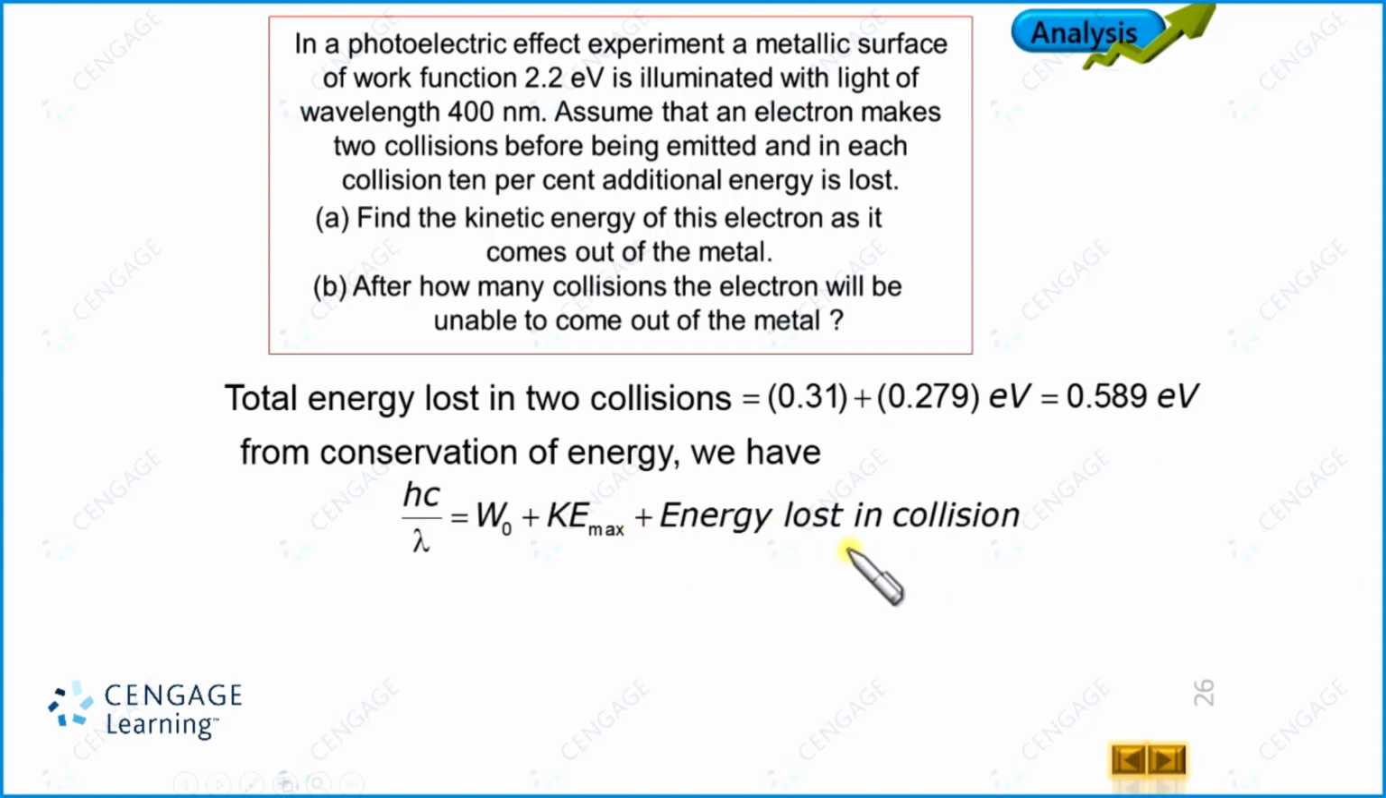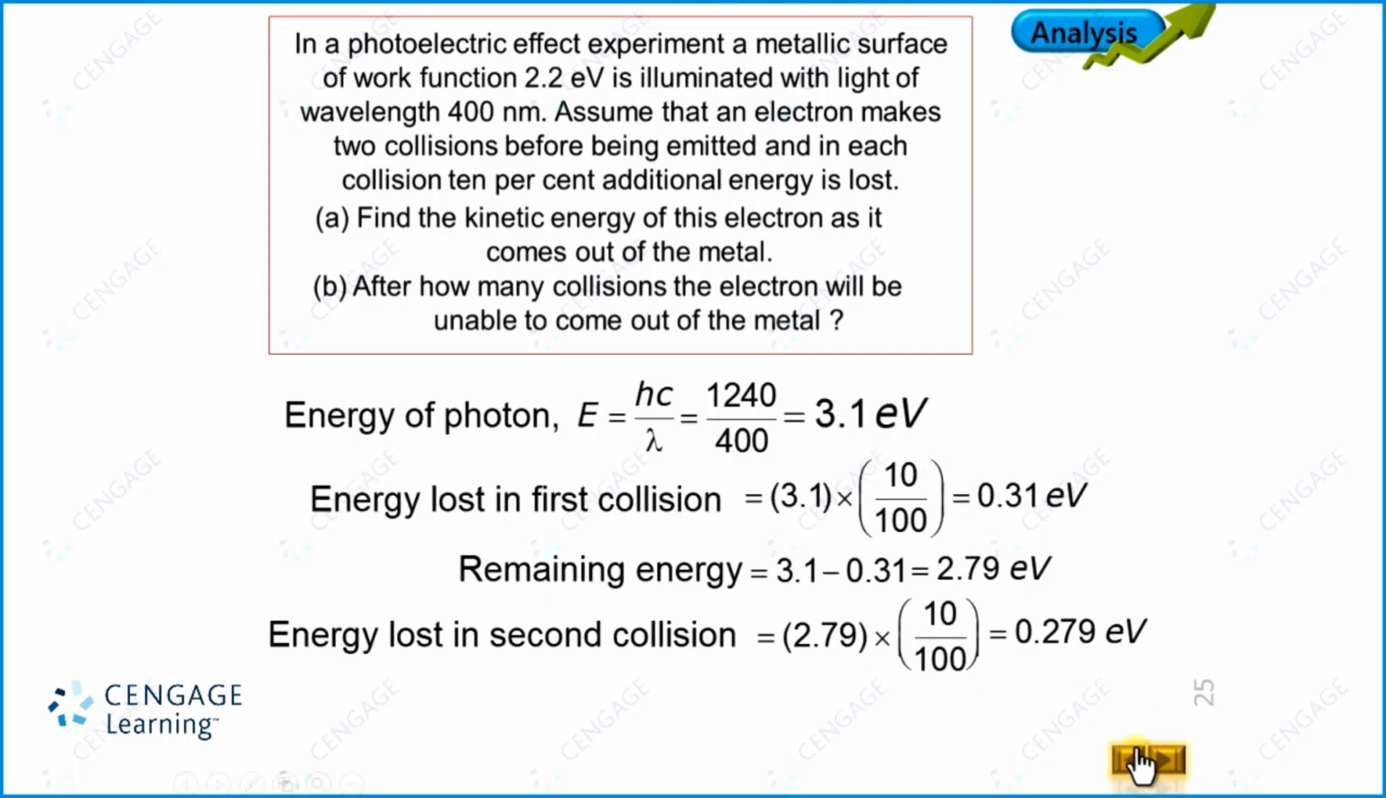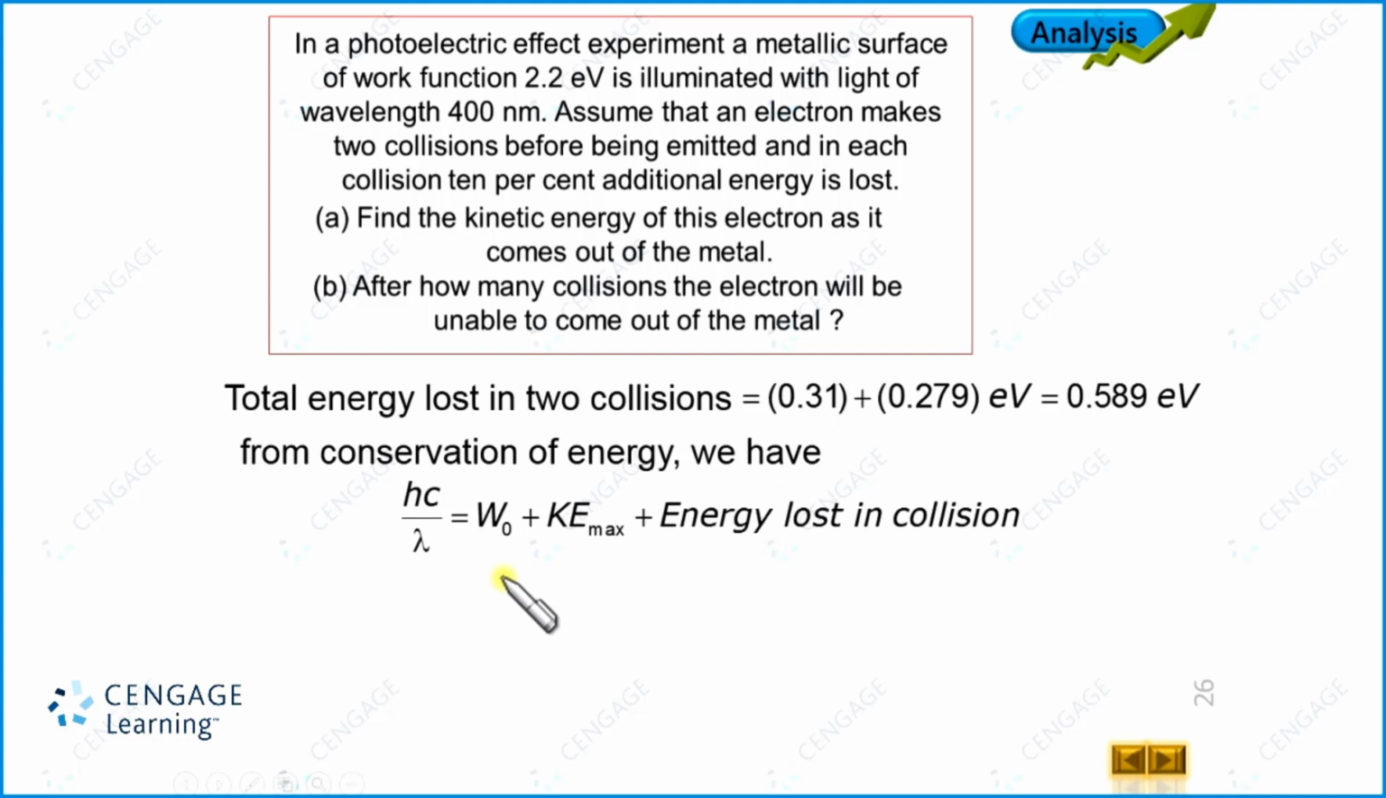So we can write like this. And we know this value; we have calculated this is 3.1 electron volt, right? So this is 3.1. Work function 2.2. Kinetic energy we need to calculate. Energy lost during collision, this one. So let us substitute this value, right? And here the kinetic energy of the electron after two collisions should be equal to 0.31 electron volt. So this is the first part of the question.